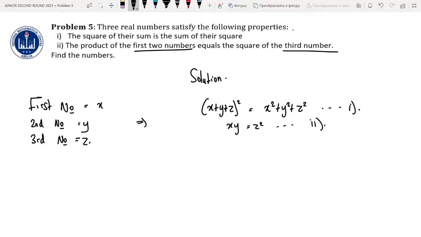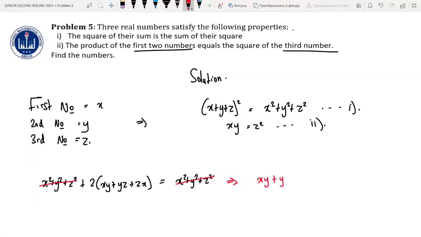So how we are going to do this now is, in this first equation, if you notice, the left-hand side has some terms that occur on the right-hand side. So we expand this left-hand side and see what will be left, because some things will cancel out. When I expand the left-hand side, I'll get x squared plus y squared plus z squared plus 2 times the pairwise products, which is equal to this. As you can see, x squared plus y squared plus z squared is common to both sides. And from here, we have that xy plus yz plus zx equals 0. So we can call this equation 3.